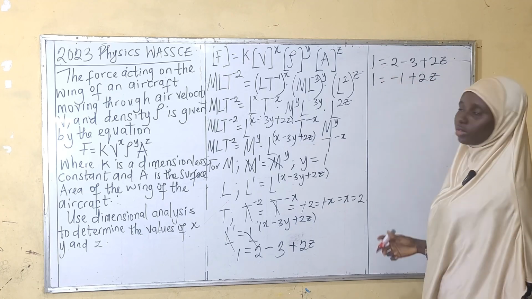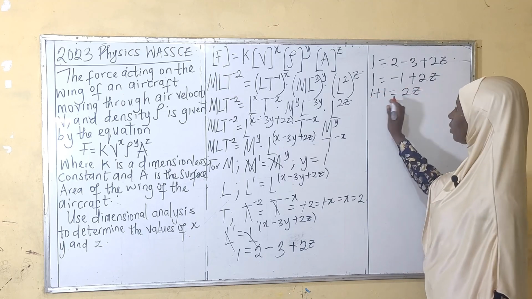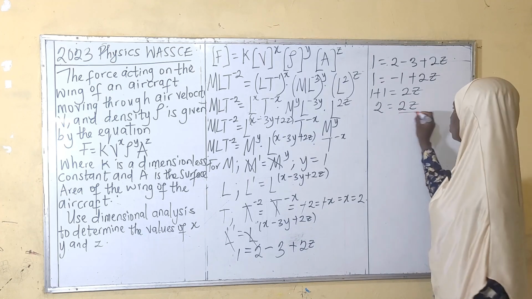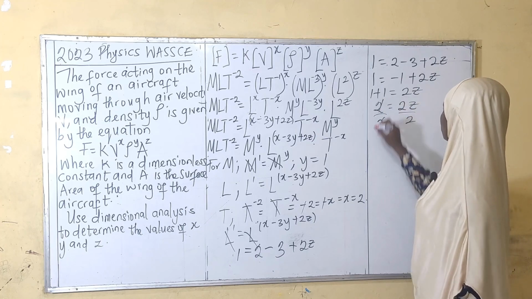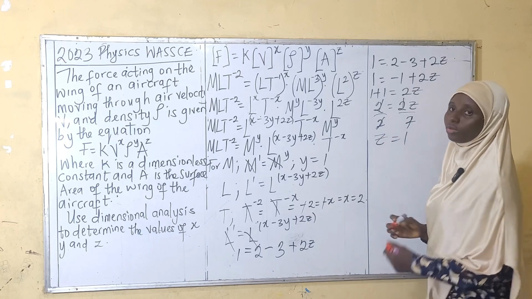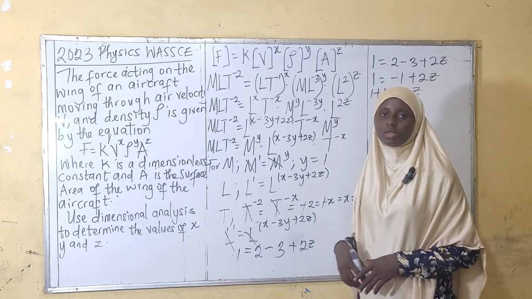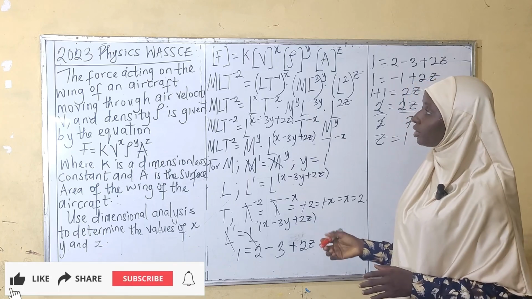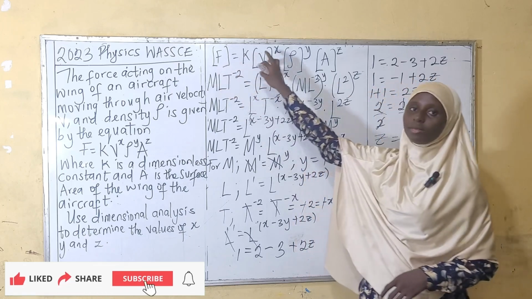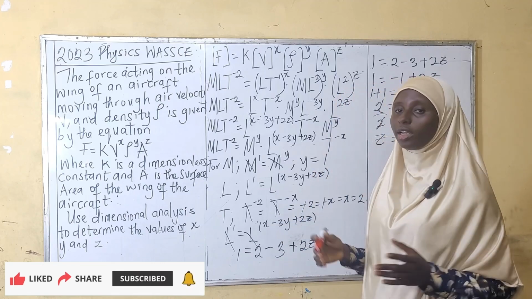So if this one crosses over, I'm going to have 1 plus 1 is equal to 2z. So 1 plus 1 gives me 2 is equal to 2z. So I can divide both sides by 2, and I have my z to be equal to 1. Right, so you can see that we have been able to solve this question. One thing you should note about dimensional analysis is that whenever you are solving it, you should always indicate your square brackets to show that you are talking about dimensional analysis.